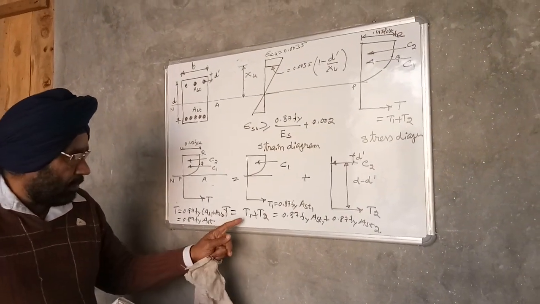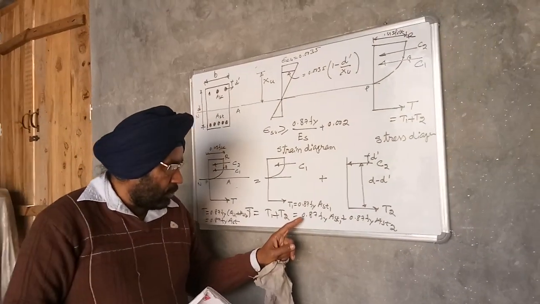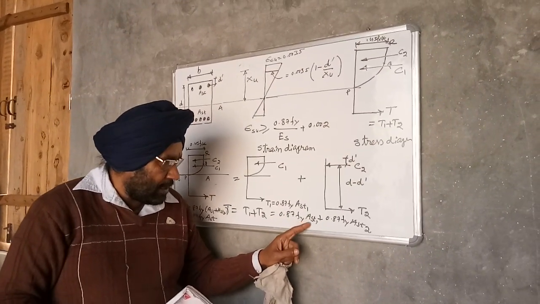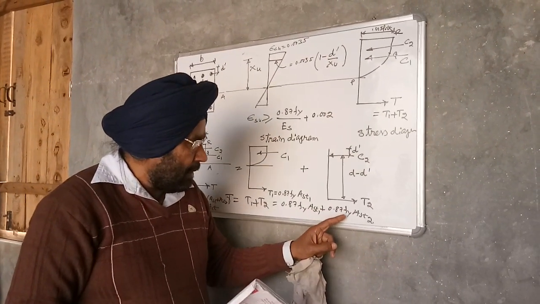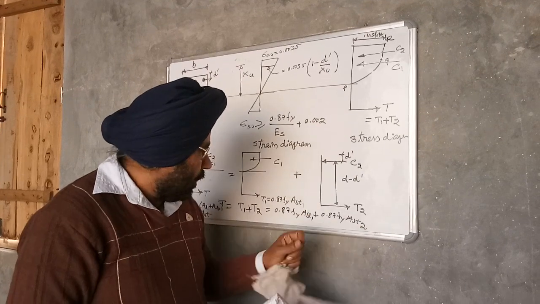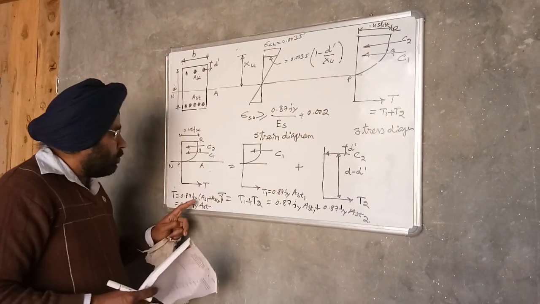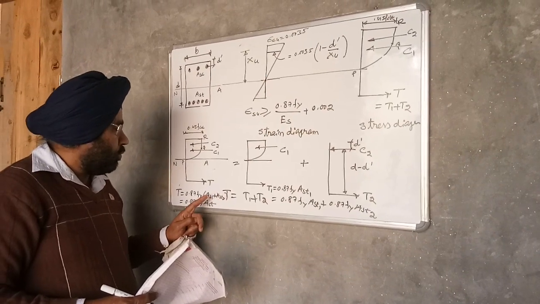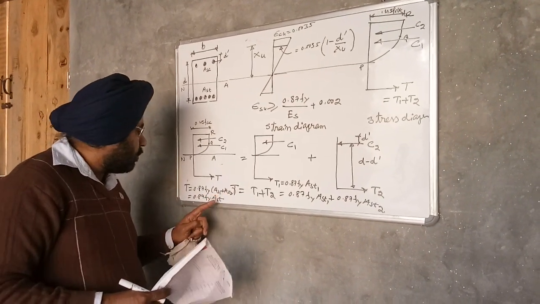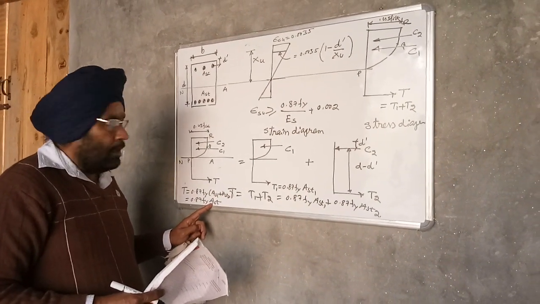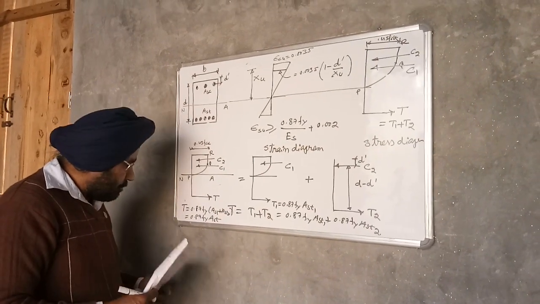So T is equal to T1 plus T2, where T1 is equal to 0.87 fy Ast1 and T2 is 0.87 fy Ast2. Take 0.87 fy common, so this is equal to Ast1 plus Ast2. So Ast1 plus Ast2 is equal to Ast, the total area of the tensile steel.